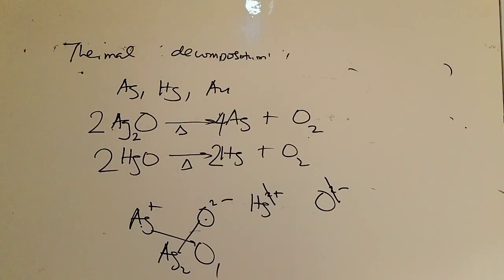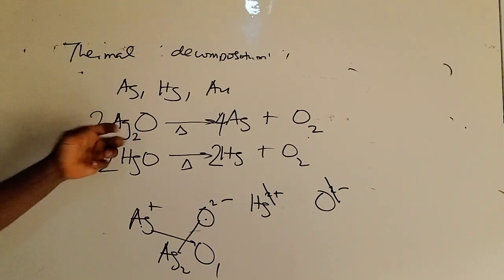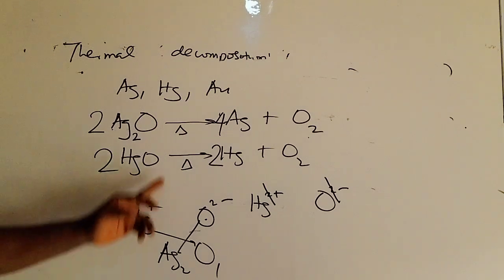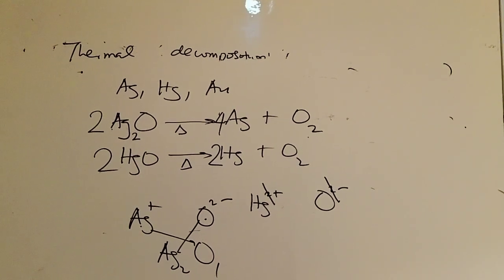But when you heat oxides of highly reactive metals, potassium, sodium, calcium, aluminum, magnesium, zinc, lead, copper, these oxides are stable. When you heat them, they cannot decompose because the bond there is very strong. But these ones are less reactive metals, so the oxides can decompose. So having done that, we're going to the next type of reaction called single displacement reaction.